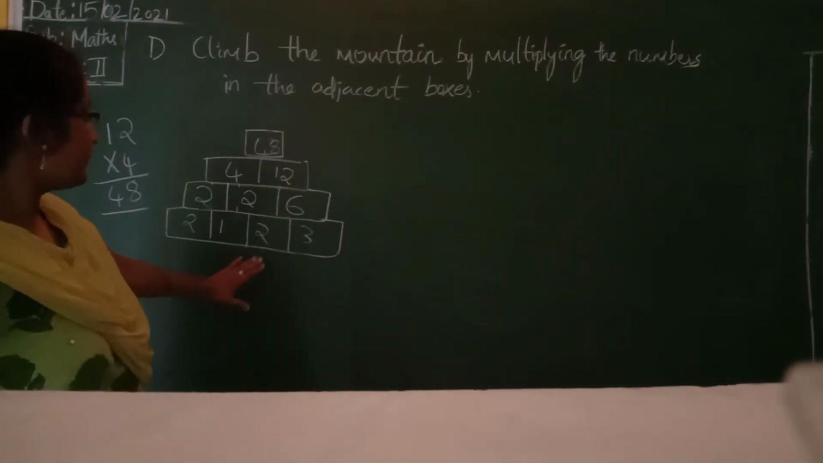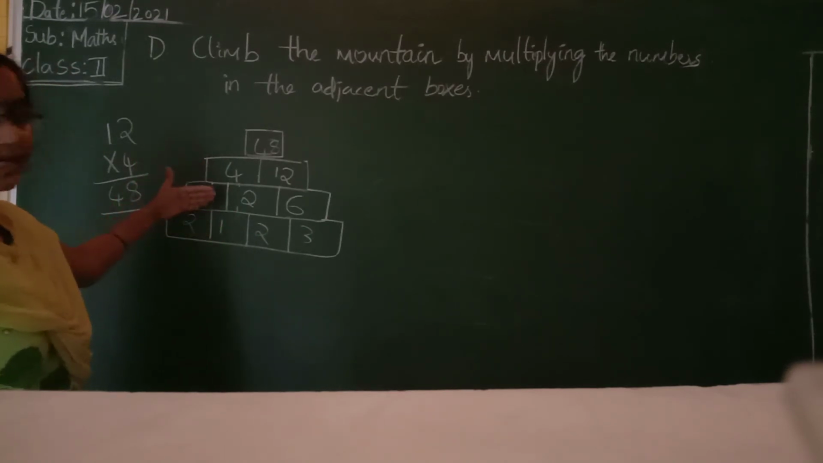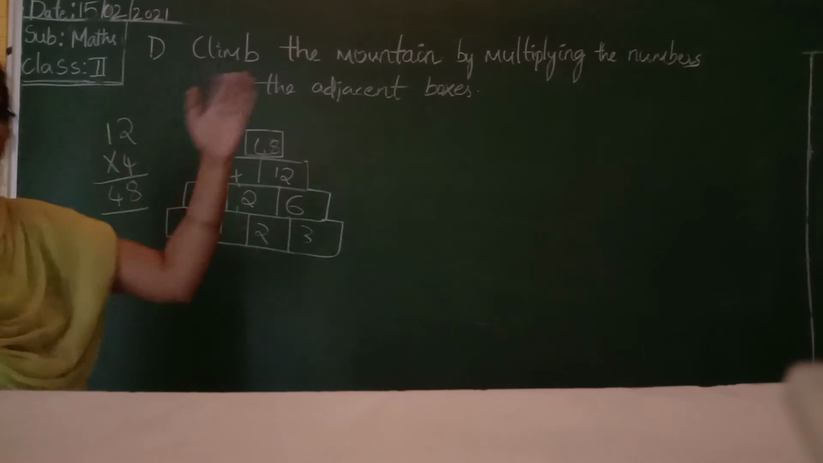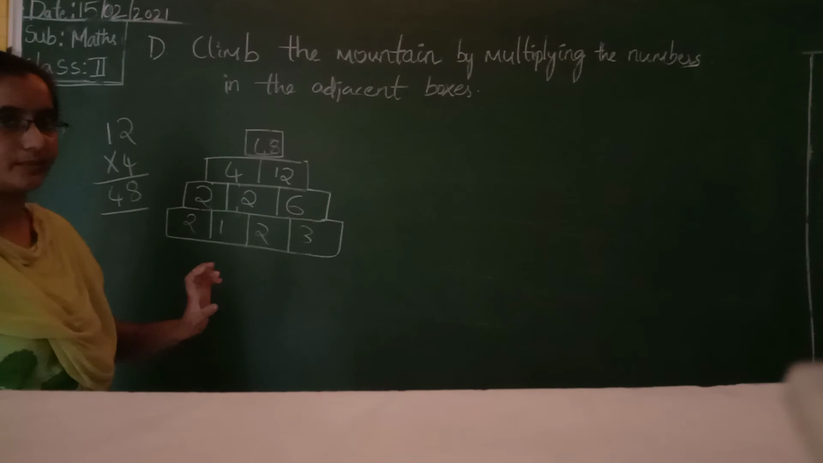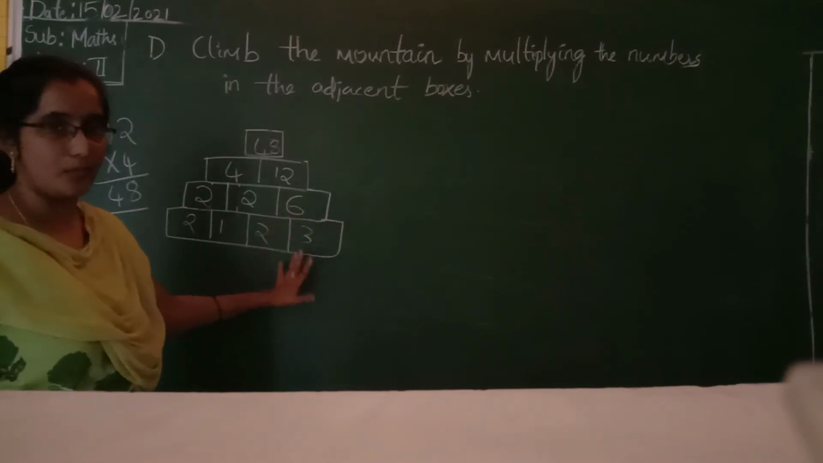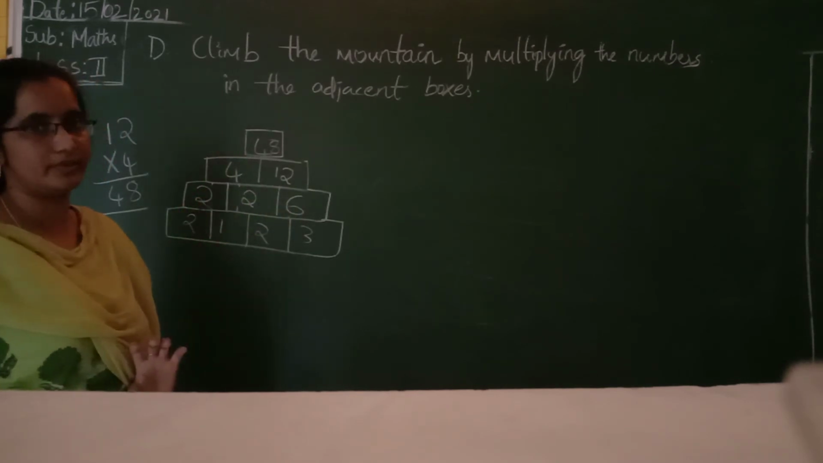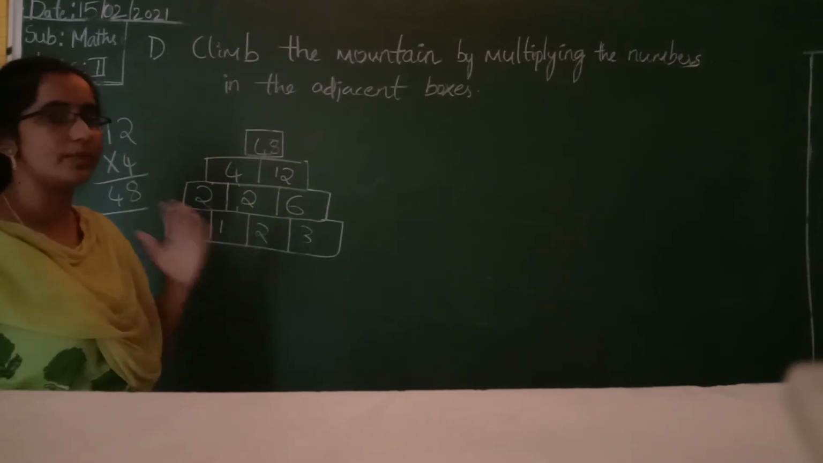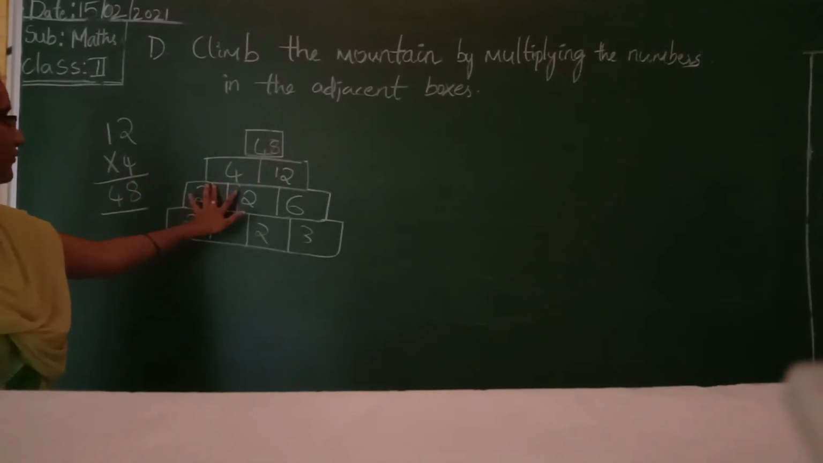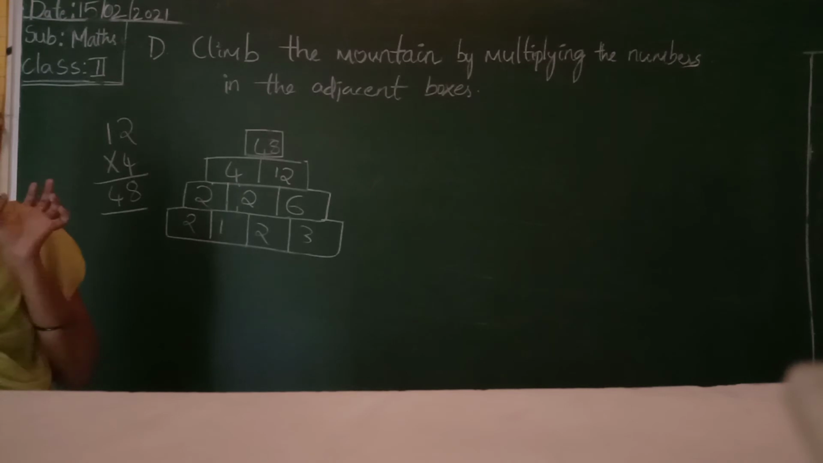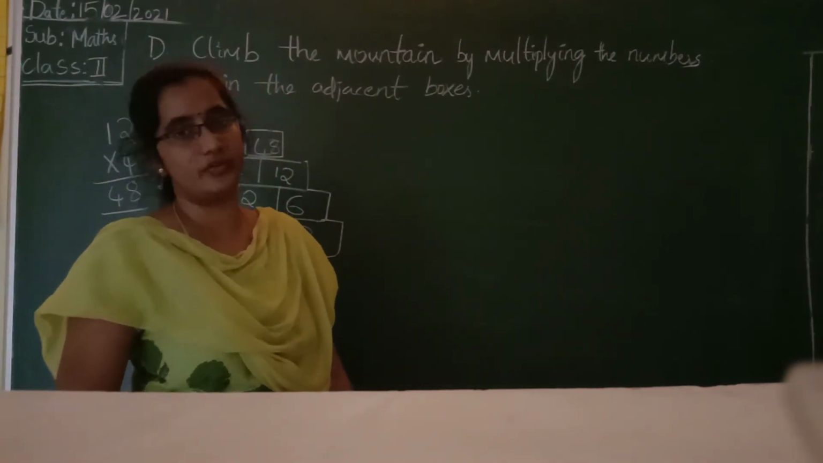Okay, we have multiplied the adjacent boxes and climbed the mountain. Climbing a step forward, same like this, 1 and 2, we put the product here, and 2 into 3, the product is here. Like this you have to multiply the adjacent boxes and write the answer. The product should be written in the box directly above both boxes. Now, next I will give another one. Do it for homework.